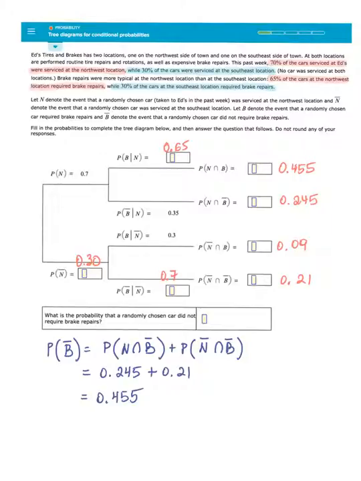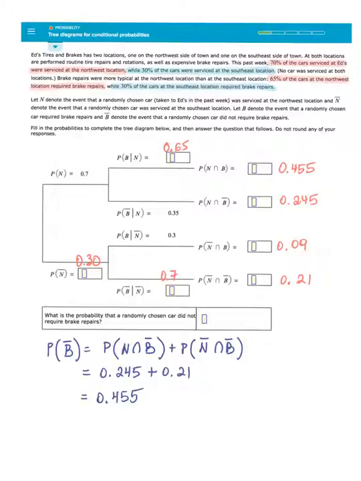So let's take a look at our tree diagram first. We have very clearly defined variables which were chosen for us, and we need to operate using those. So N stands for cars that were serviced at northwest location, and N bar meaning those that were not serviced at northwest location. Therefore, those cars were serviced at southeast location. And again, those that required brake repairs denoted by B. Those that did not require that repair denoted by B bar.